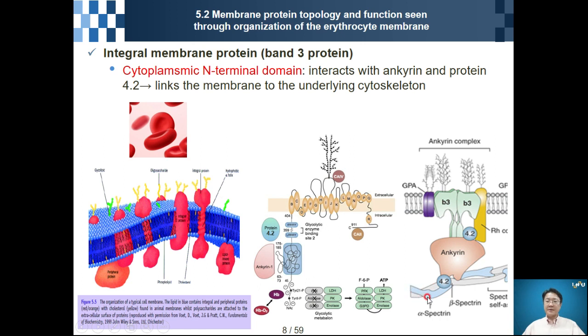Okay, this is the underlying cytoskeleton, which is composed of the alpha spectrin and beta spectrin. So actually the cytoplasmic N terminal domain links the membrane to the underlying cytoskeleton via ankyrin and protein 4.2. Okay, so this is the cytoplasmic N terminal domain.